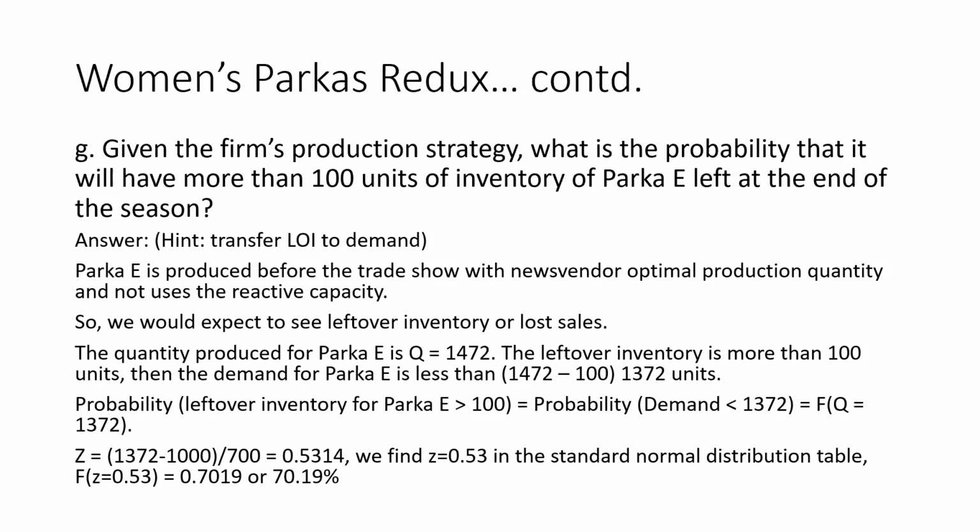In that 1000 where you have 1372 minus 1000, was that the mu? I don't remember where the 1000 came from. Yeah, that's mu. Okay. And Ray, just out of curiosity, if this said the leftover inventory is less than 100, this would be the same thing, but at the end you do 1 minus 70%, right?